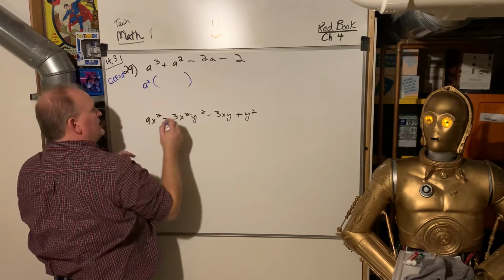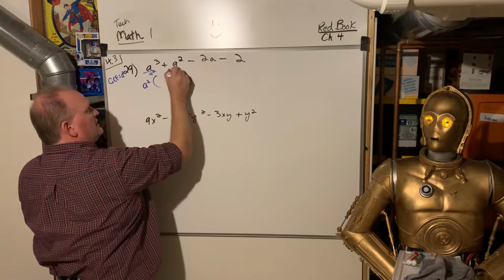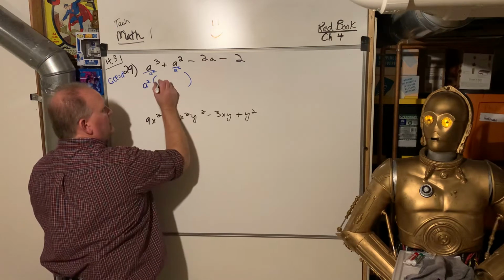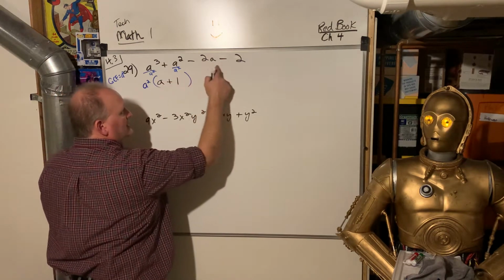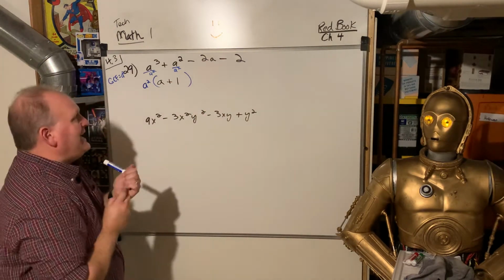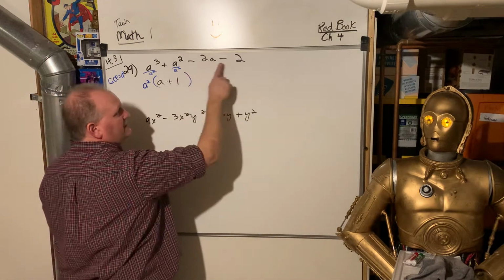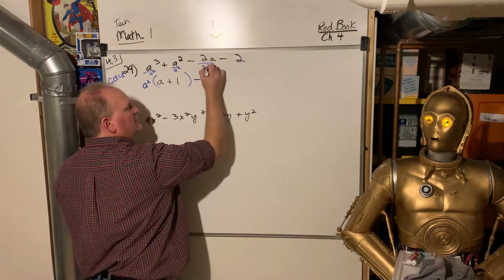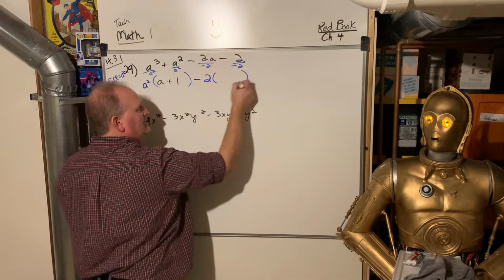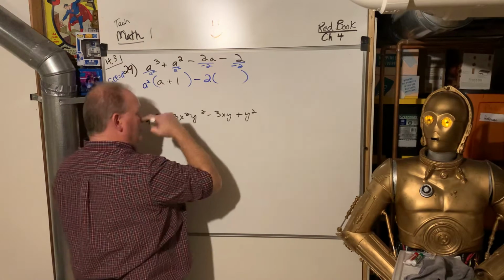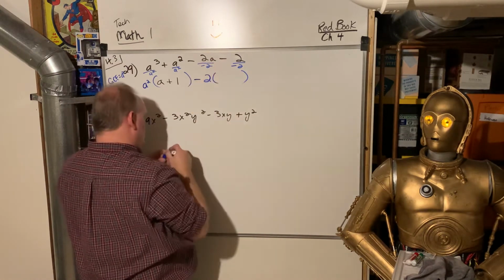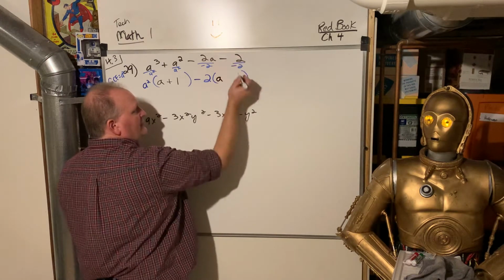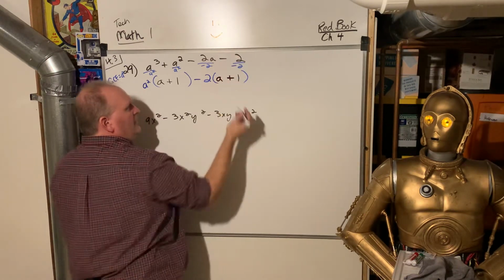And so we put an a squared under there, an a squared under there, and then reduce it so we get a plus 1. Then in the second two, we're going to factor out a negative 2. The reason we have to pull out a negative 2 is because we want this inside to match this inside. So negative 2a divided by negative 2 is positive a. Negative 2 divided by negative 2 is plus 1. And now check it out.